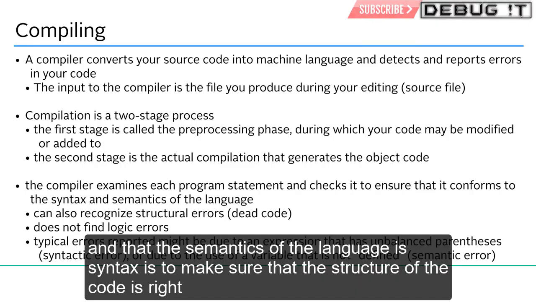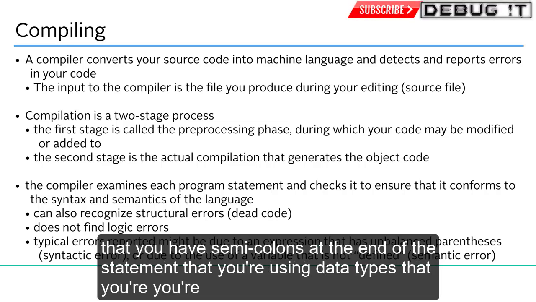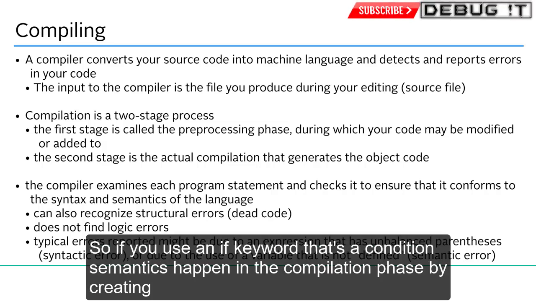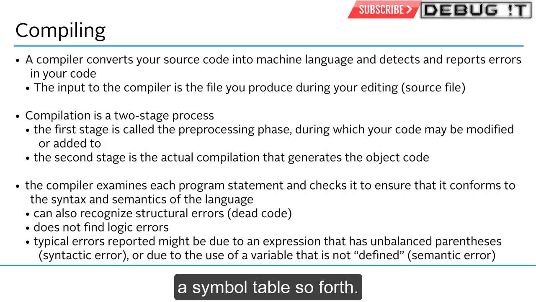Syntax is to make sure that the structure of the code is right, that you have semicolons at the end of the statement, that you're using data types, that you're following the rules of the language. Semantics is the meaning of the words. So if you use an if keyword, that's a condition. Semantics happen in the compilation phase by creating a symbol table and so forth.